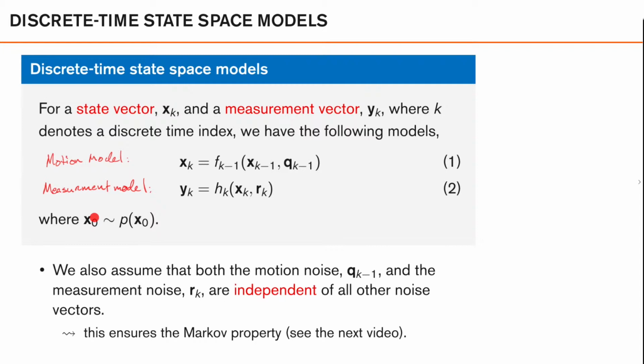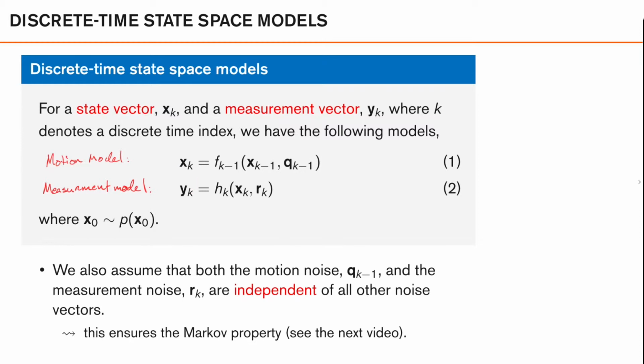And I'm sure that you have come across this type of model in other courses that you have studied, for example in control theory. What we typically also assume, which is not evident from what we see here, is that both the motion noise, qk-1, and the measurement noise, rk, are independent of all other noise vectors. This means that they're not only independent from each other, but also independent over time. So the measurement noise at time k is independent from the measurement noise at time k-1, for example. And these assumptions also ensure that the Markov property holds for the state space model.